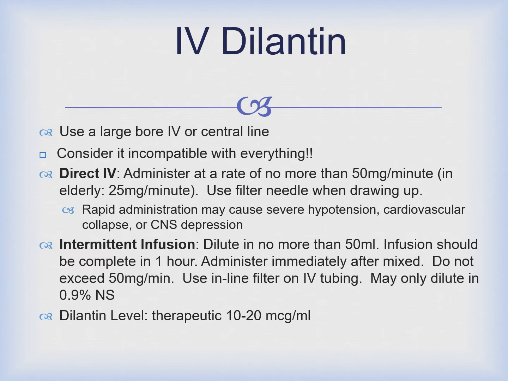But IV Dilantin is not compatible with anything at all. It has to be hung and mixed with normal saline. It is not compatible with any of your dextroses or any of your other drugs. So remember that. Whenever you're giving it IV, let's say that I needed to give that first bolus dose, I'm going to administer that direct IV push of no more than 50 milligrams per minute. And that's for an adult. And then if it's an elderly patient, I'm going to cut that in half, and I'm only going to do 25 milligrams per minute.